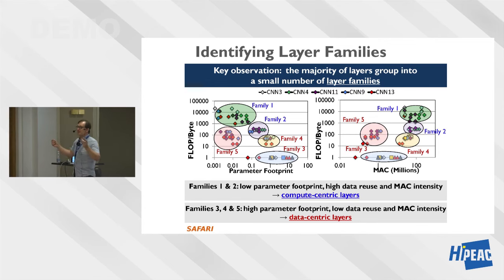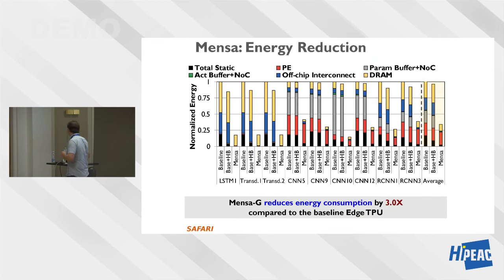By looking at several simple metrics like arithmetic intensity, number of multiply and accumulates, and parameter footprint, which you could profile over time also, you could actually identify where you should execute something. And these are the results that we get.